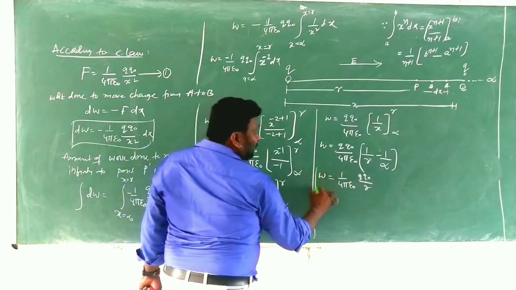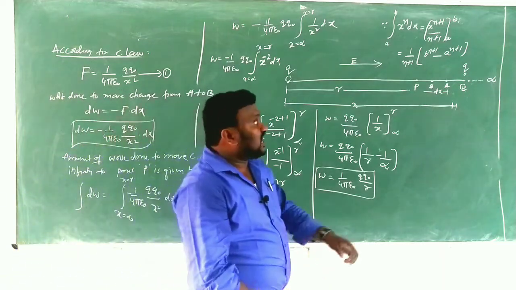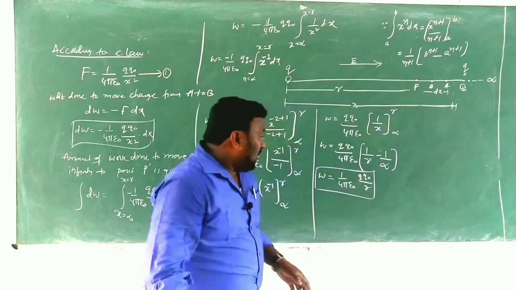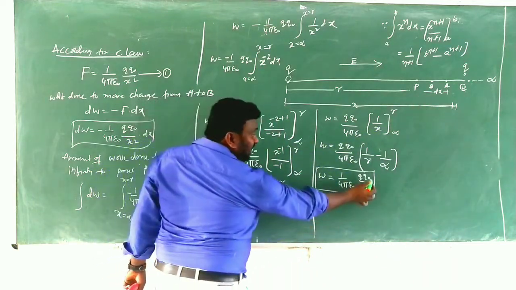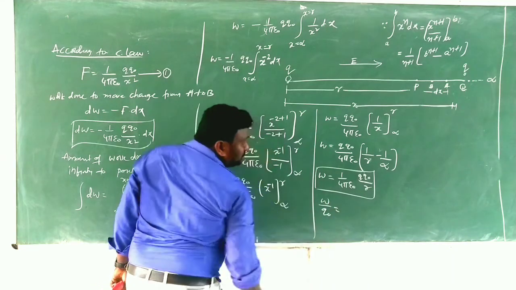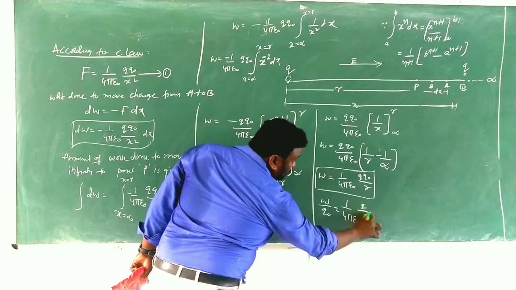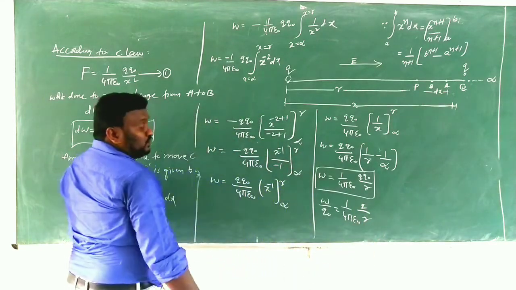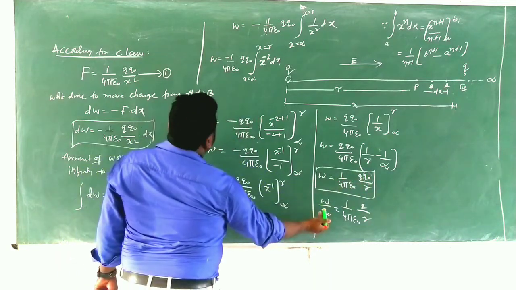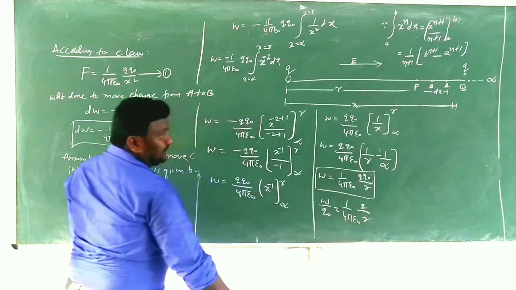This is the total amount of work done to move the charge from infinity to the point P. Clear? After that, from that equation, we are bringing q naught to this side. W by q naught is equal to 1 by 4 pi epsilon naught into q by r. Here q naught is in the numerator; if we bring it this side, it goes to the denominator. W by q naught is equal to 1 by 4 pi epsilon naught q by r.